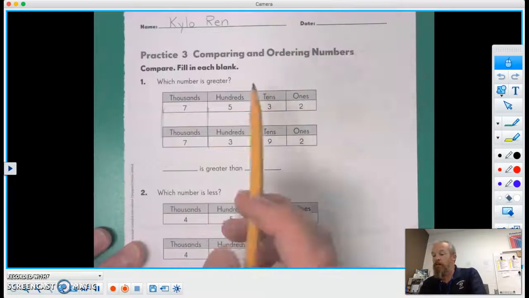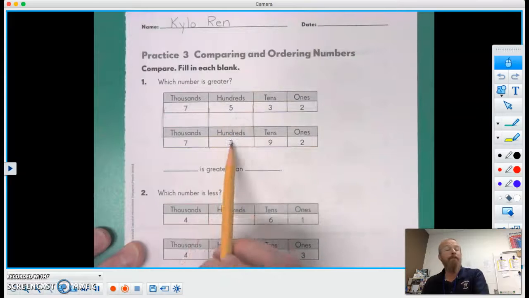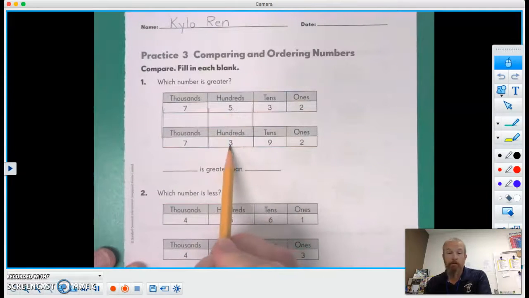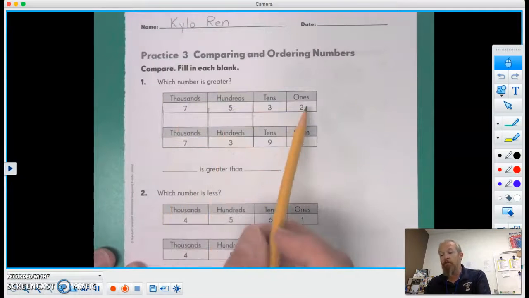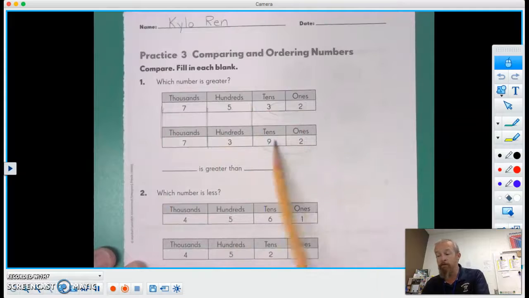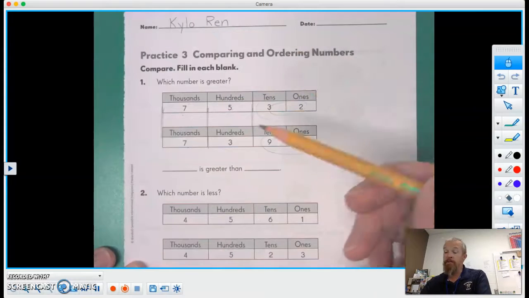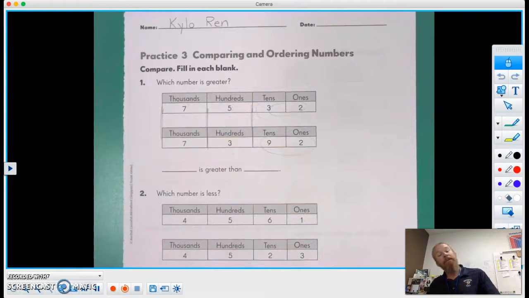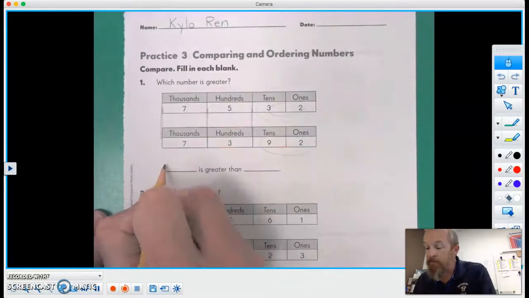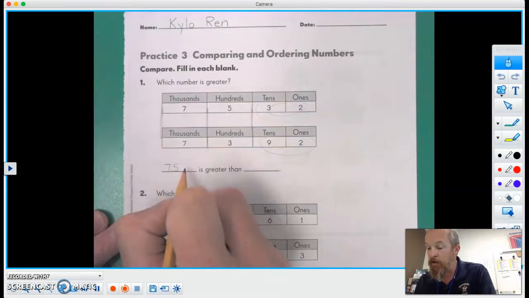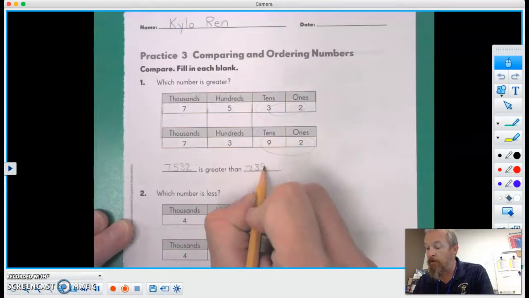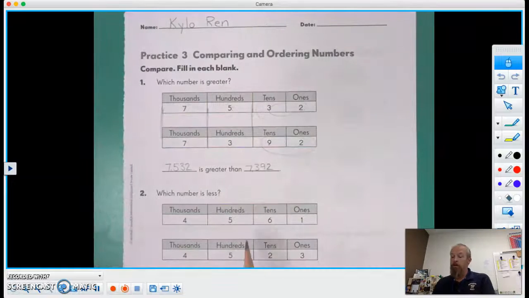Then let's go to this one now. In the hundreds column, I see two different numbers, right? 5 is greater than 3, okay? So this number, 7,532, it doesn't matter what these are. If the 5 in the hundreds is greater than the 3 in the hundreds, this is the greater number. Greater, again, meaning the larger number. So 7,532 is greater than 7,392.